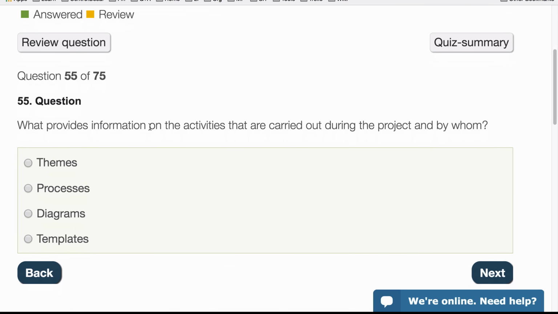What provides information on the activities that are carried out during the project and by whom? So, do the teams provide this? No, the team are more knowledge areas. The processes, yeah, they provide information on what steps to be done and who should do this. The diagrams and templates, no. So, it's the processes.